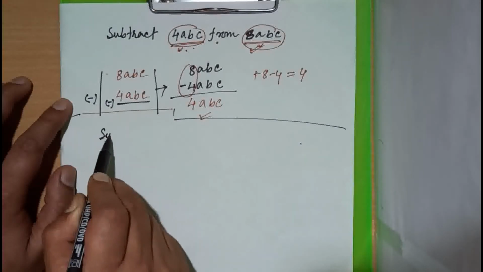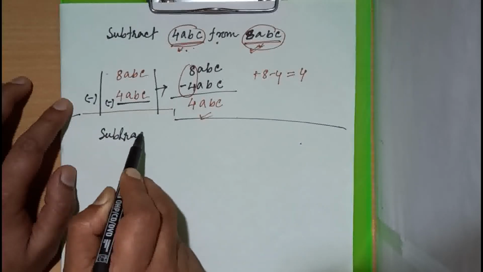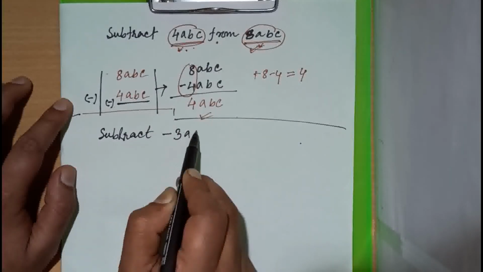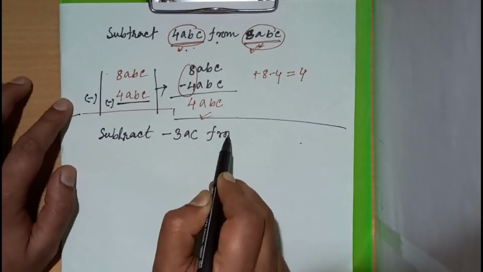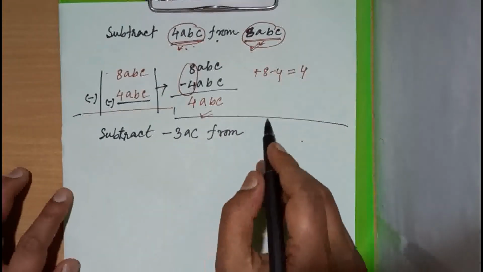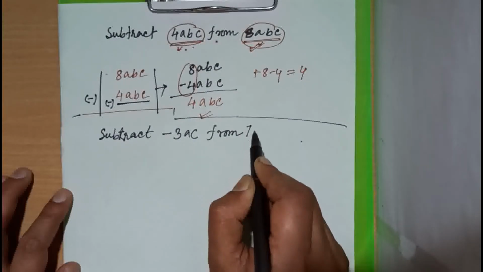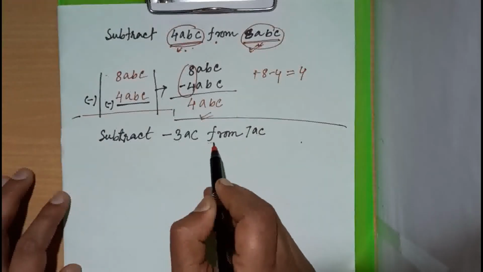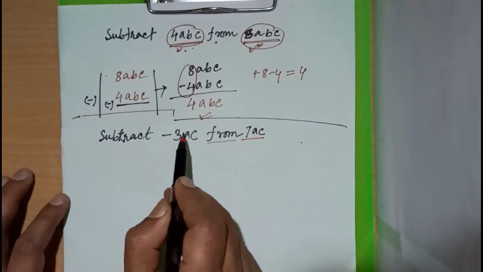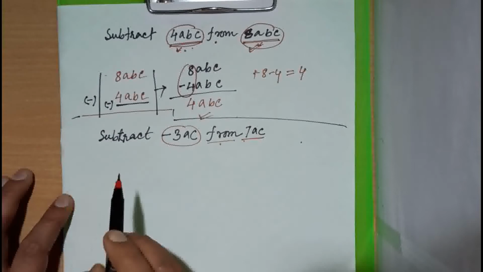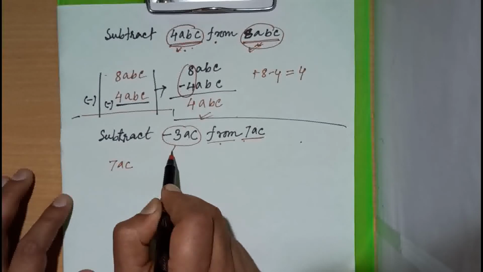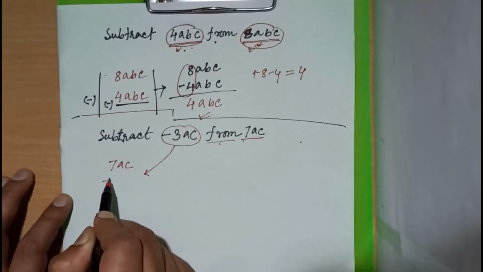Say, subtract minus 3ac from 7ac. And here also, from 7ac, you will subtract this one from this. So we'll write first 7ac, then what will you write? Then you will write this thing, that is minus 3ac.